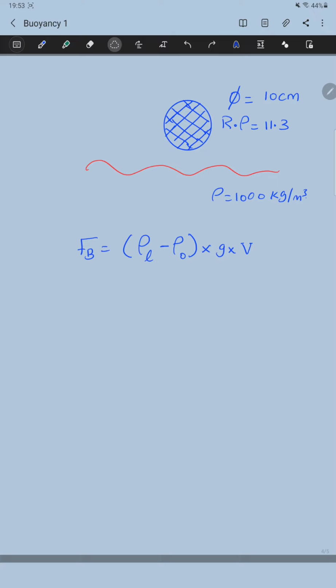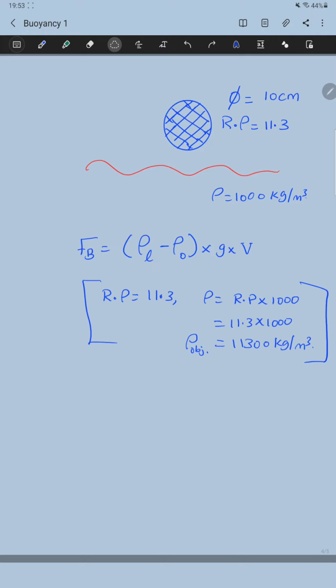So we already know that the buoyancy force equation is rho of the liquid minus rho of the object times g times the volume. Here we know the density of the liquid, but we do not know the density of the object, but we know the relative density. So that's fair enough. As long as we know relative density, we can multiply it by 1000 to find the density.